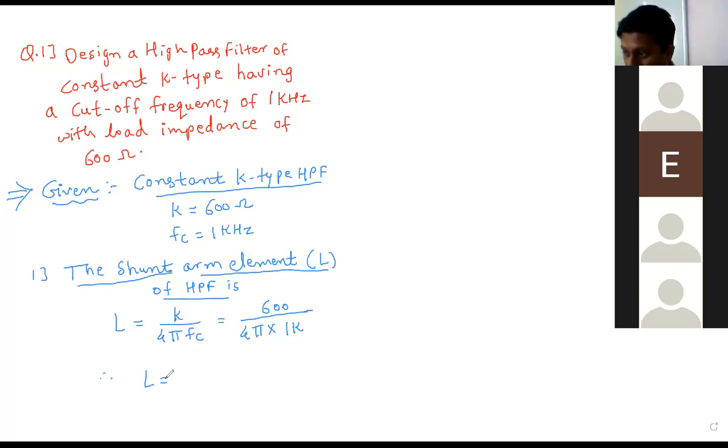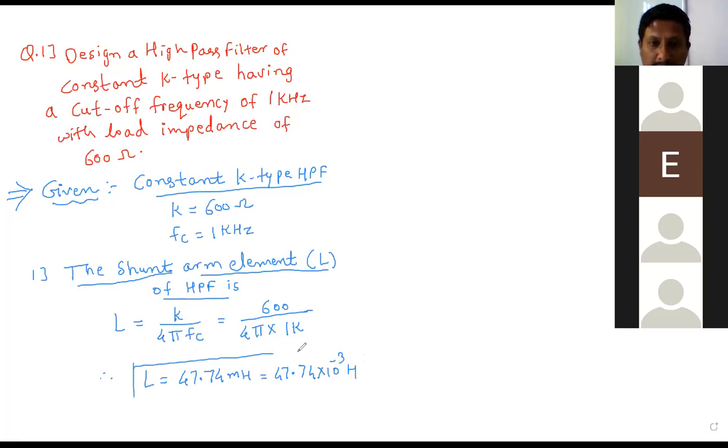47.74 millihenry. If you are not able to judge how milli will come, you can just mention like this: 47.74 into 10 raised to minus 3 Henry. This is also acceptable. But you can try to convert to milli, micro, nano. It is better because we have to mention the values in the diagram also. Instead of mentioning this lengthy one, we can easily mention this one, so that you can remember.